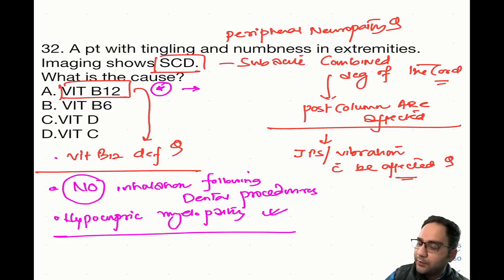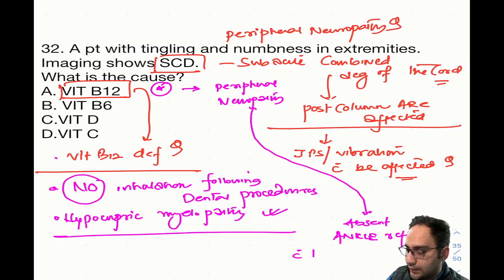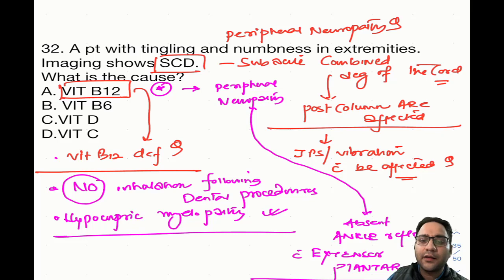What you should know about vitamin B12 is that it causes peripheral neuropathy. And it's a very important cause of absent ankle reflex with extensor plantar. Right? There is absent ankle reflex with extensor plantar. Okay?